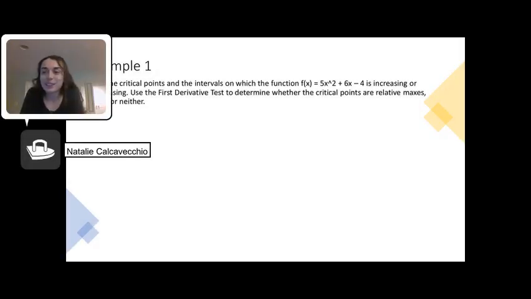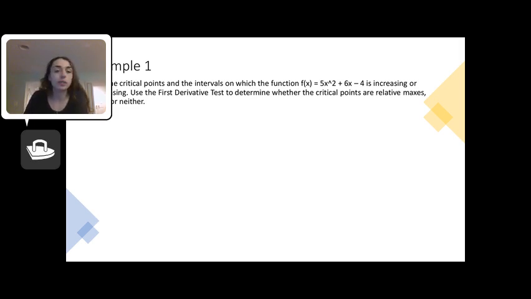Okay, class, we are going to be doing our first example on the first derivative test. It says, find the critical points and the intervals on which the function f of x equals 5x squared plus 6x minus 4 is increasing or decreasing. Use the first derivative test to determine whether the critical points are relative maxes, mins, or neither.